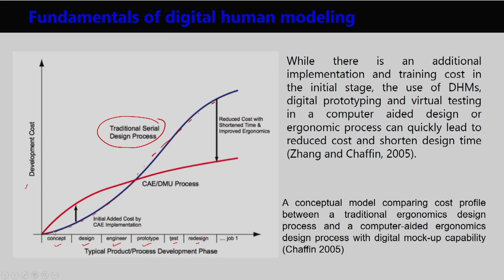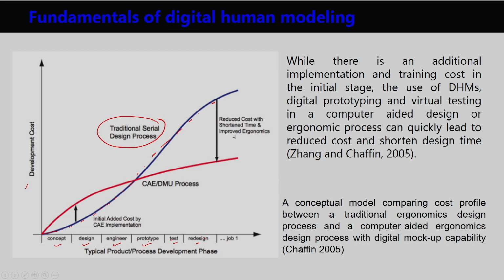But in the traditional process, although the initial cost is less in comparison to the digital human modeling or computer aided engineering based approach, later on in the prototype, test and redesign phases the cost is very high, because while going for redesign and modification, material, cost, manpower, everything is involved. Thus, although there is an initial higher cost added by the computer aided engineering implementation, the final cost reduction is higher, with reduced cost, shortened time and improved ergonomics. So, the initial cost is a little bit high, but the final cost reduction is very much.